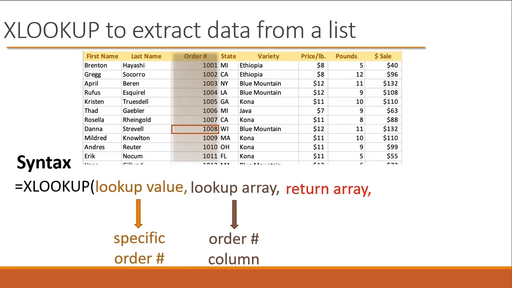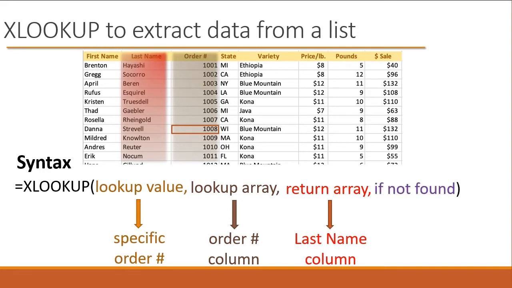Third argument is the return array. So now that we know what order number it is, what row it is, what do we want the lookup function to return to us? We want to return, let's say, the last name. And then the fourth argument is the error checking. So let's say if you put in an order number that doesn't appear in the list, what do you want Xlookup to return instead of the last name? So we could put in, let's say, "not found".